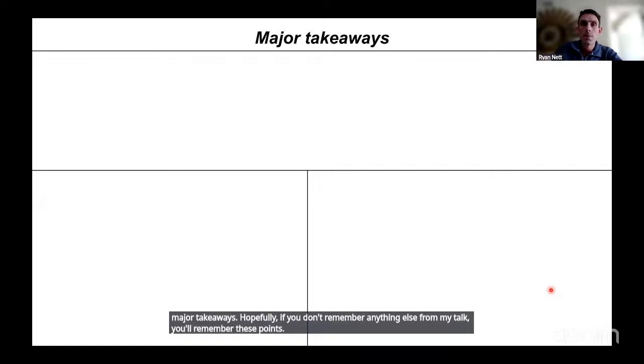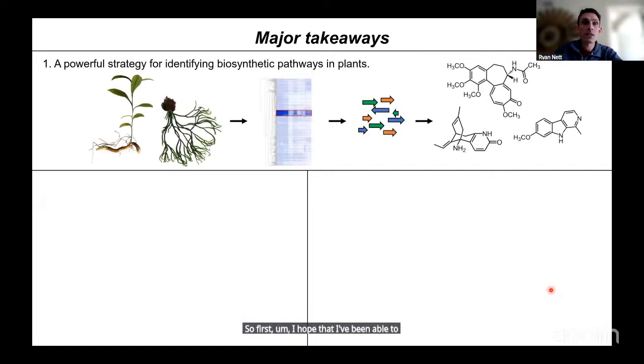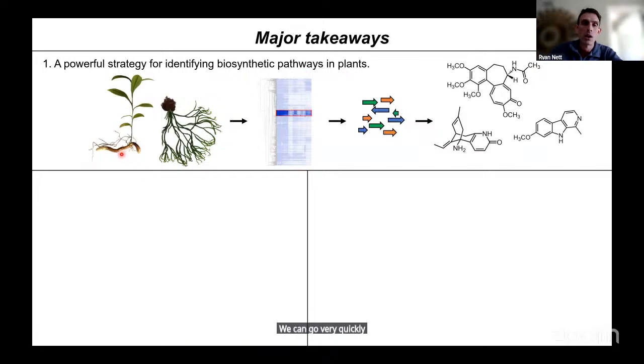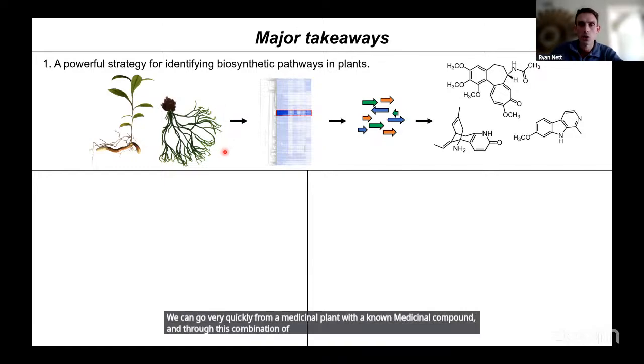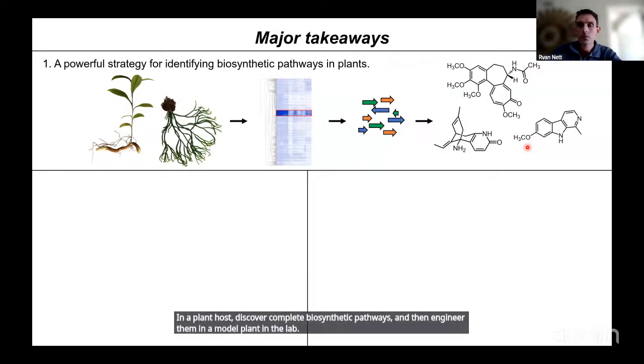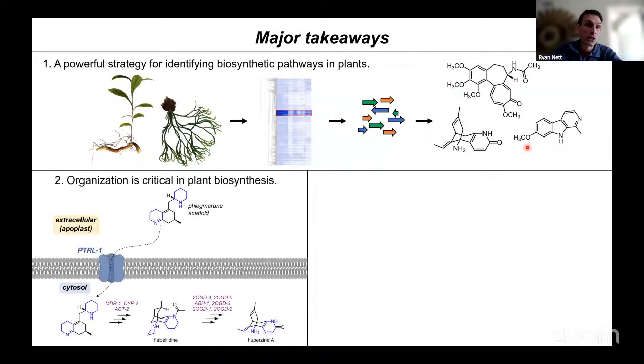So first, I hope that I've been able to show you effectively that we really have a powerful strategy for identifying biosynthetic pathways of plants. We can go very quickly from a medicinal plant with a known medicinal compound, and through this combination of metabolomics, transcriptomics, and rapid testing in a plant host, discover complete biosynthetic pathways and then engineer them in a model plant in lab. I hope I've also been able to convince you that organization is a critical component of plant biosynthesis.